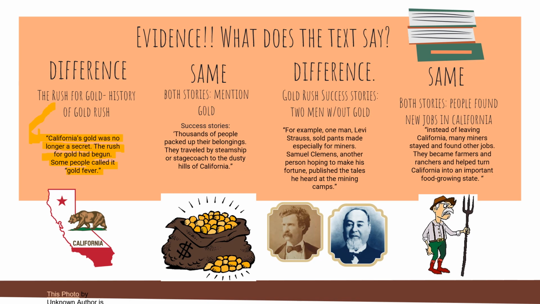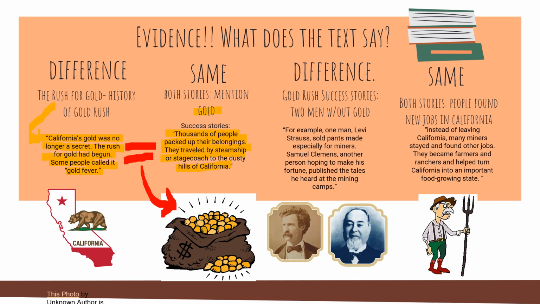What about some of our similarities? Well, we said that both stories mention gold. I found this quote from the Success Stories article that said, "Thousands of people packed up their belongings. They traveled by steamship or stagecoach to the dusty hills of California." So now I can see that in both the rush for gold and in our success stories, they both talk about gold. I can prove that to my reader by showing those quotes.